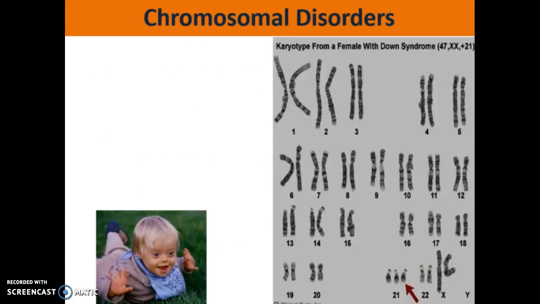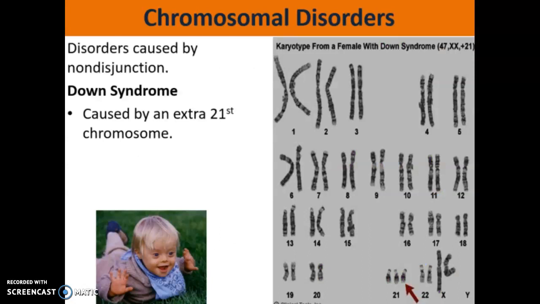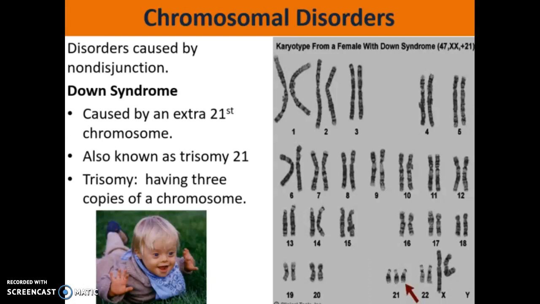So let's look at some genetic disorders that are caused by non-disjunction. The first one, and probably the most common, is Down syndrome. If we look at the karyotype of somebody that has Down syndrome, remember, a karyotype is just an organized picture of all the chromosomes, we see that they have 3 copies of their 21st chromosome. So Down syndrome is also known as trisomy 21, having 3 copies of this 21st chromosome.